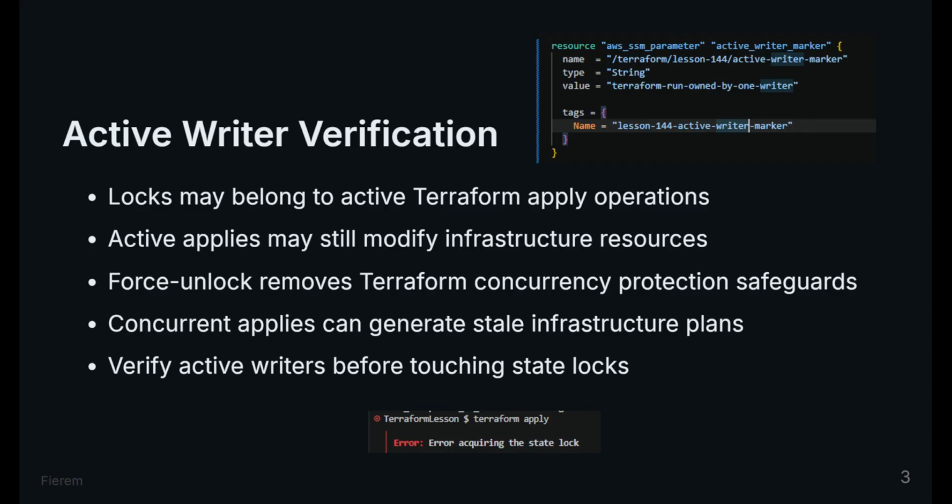The second Terraform run may generate a plan using incomplete or outdated state information. That creates the risk of duplicate resources, missing dependencies, or destructive drift correction. The first decision checkpoint is always process verification. Find the active writer before touching the lock.